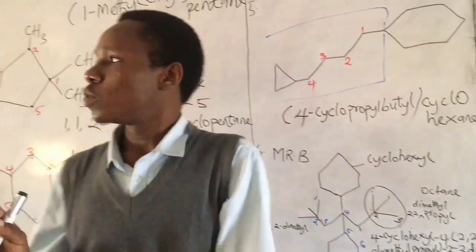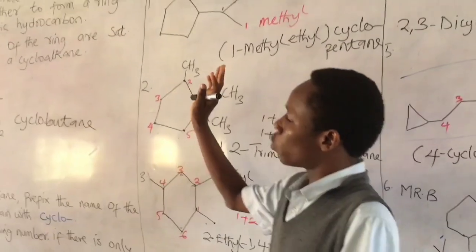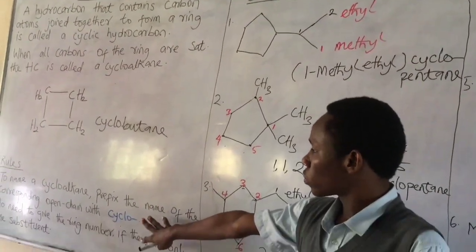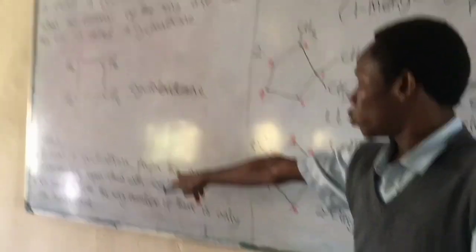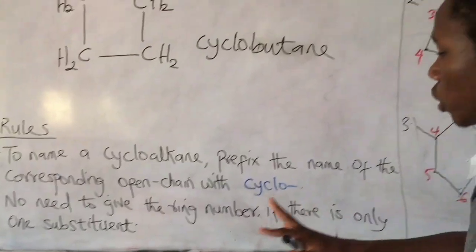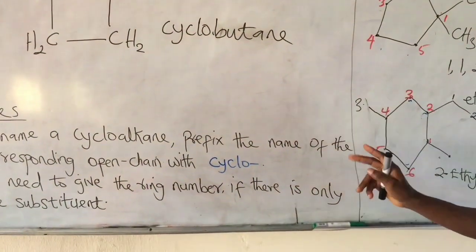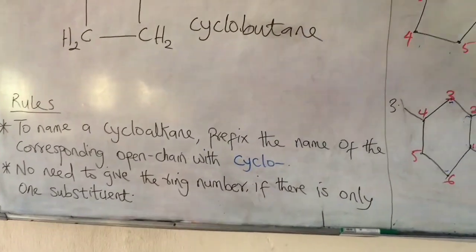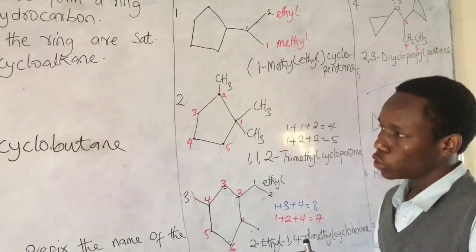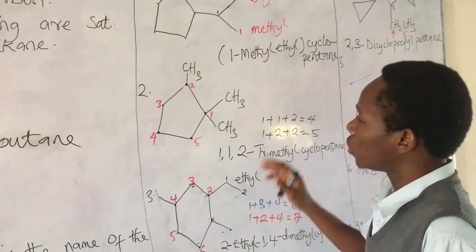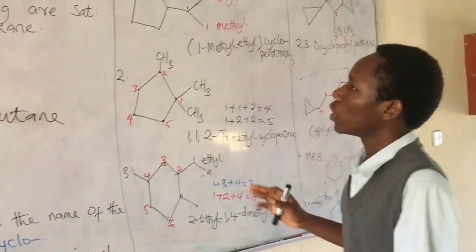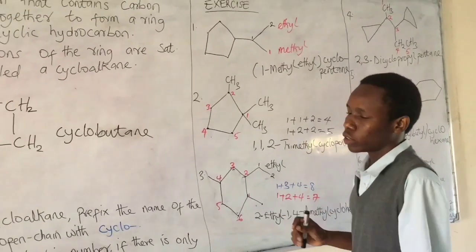So in today's class, we've learned how to name alkanes and cyclic compounds. We also know the rules that to name a cyclo, you have to prefix the name with what? Cyclo. Then there is no need to give the ring a number if there is only one substituent. We've also known how to name some cycloalkanes here. And I'm very sure that if you have been following me from the starting of this class to the end, you should be able to name any cycloalkane at all.